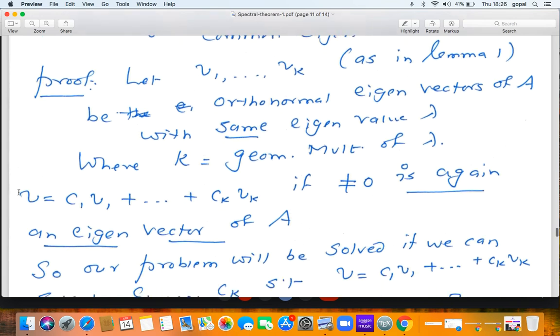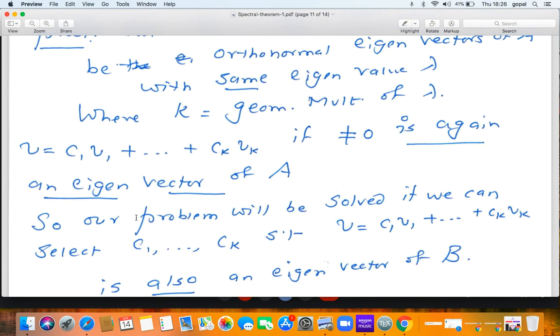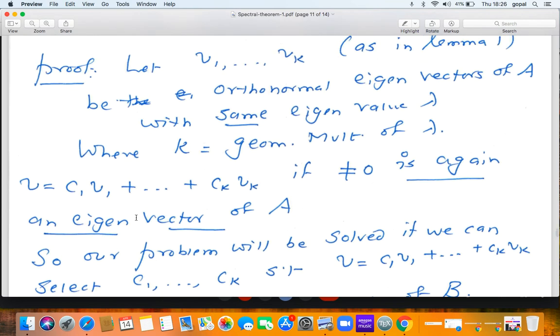Now apply A to it: c1 lambda v1, c2 lambda v2, etc., ck lambda vk. Lambda comes out. So this is also an eigenvector. So this v is also an eigenvector of A. So our problem will be solved. So what are we trying to do? We are trying to find a common eigenvector. We took some orthonormal system of eigenvectors with eigenvalue lambda.